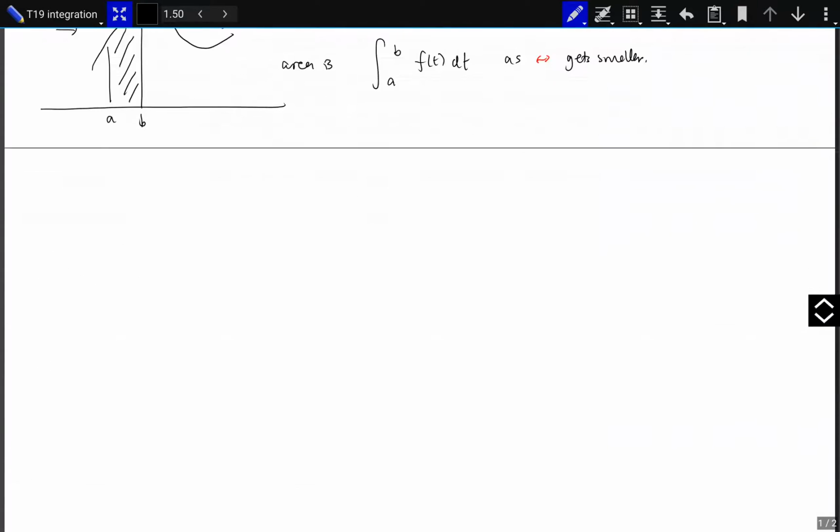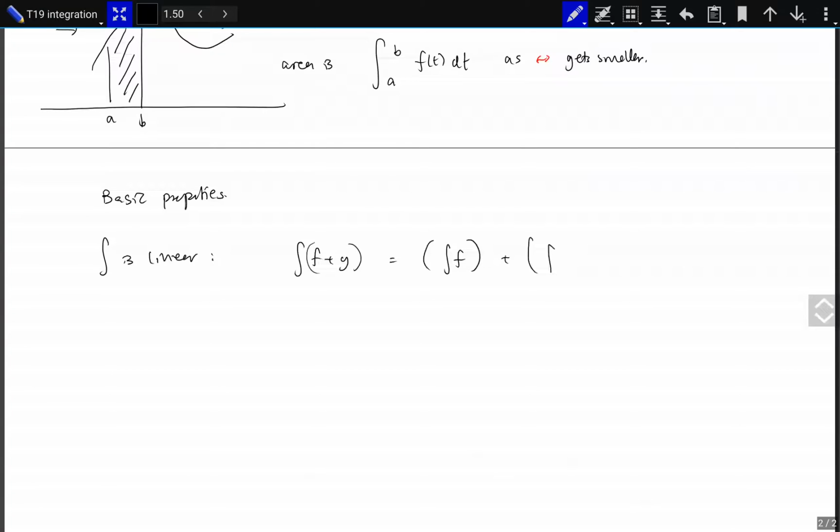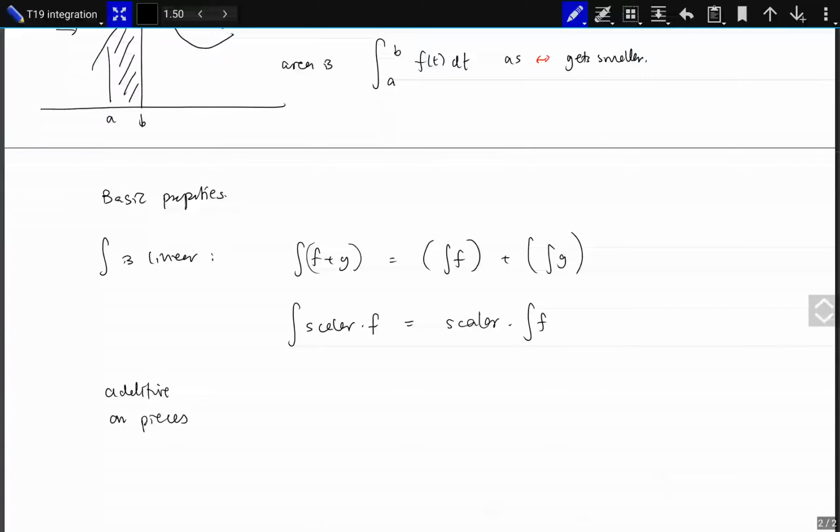So let's finish with some basic properties. So integration is linear. That is, the integration of a sum of two functions is the sum of the integrals. And the integral of a scalar times a function is the scalar times the integral of that function. And integration is also additive on pieces. What do I mean by that?